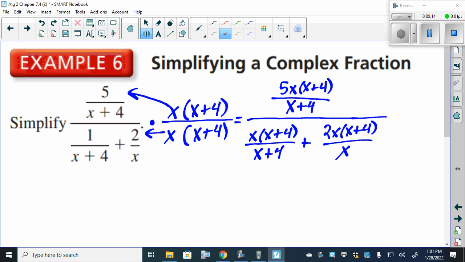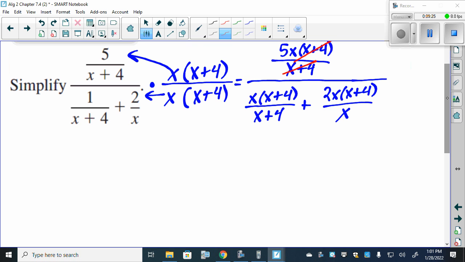Now let's see what simplifies. Well, on top we have the x plus 4 and x plus 4 is gone. And here we have the x plus 4 and x plus 4. And lastly, we have the x and 2x. Those cancel out. Now looking at this here, what is left in the numerator? 5x.